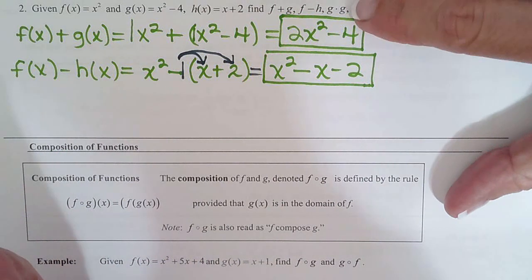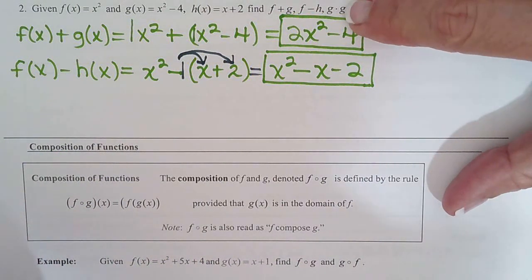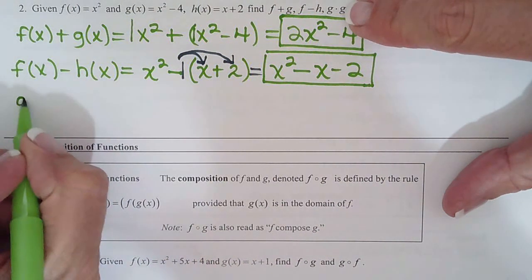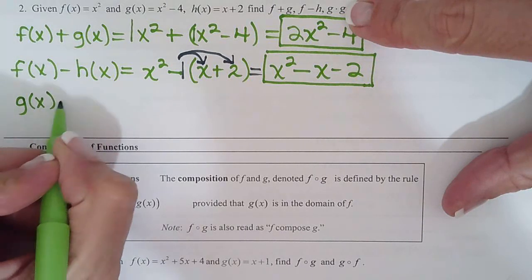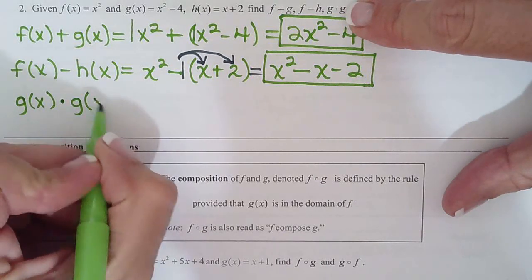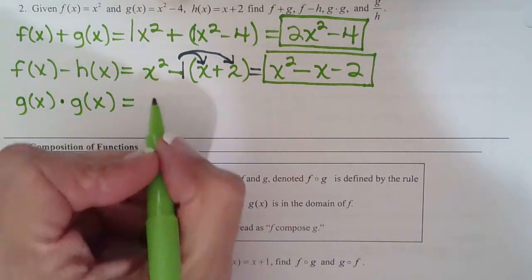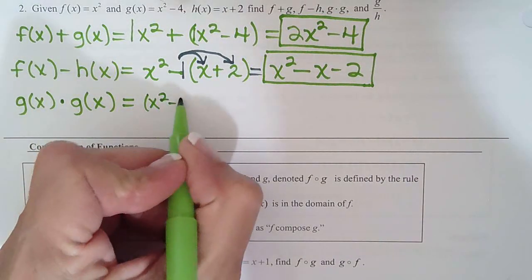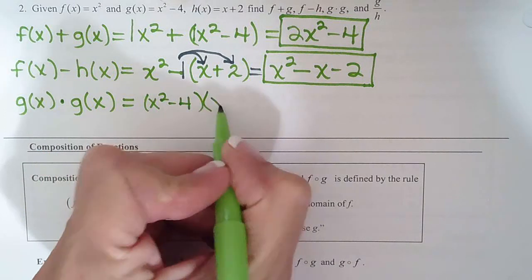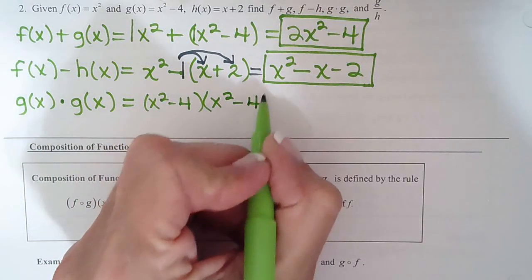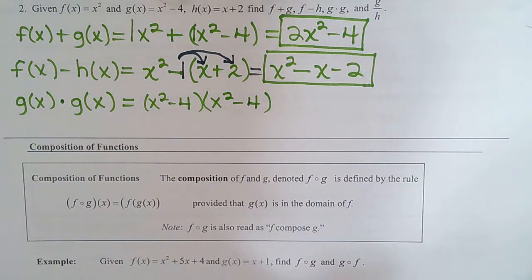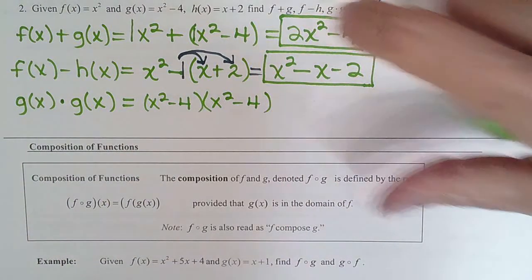Okay, our next one is g of x times g of x. So we can multiply something by itself, right? So g of x is x squared minus 4 in parentheses times x squared minus 4. So what kind of problem is this? What's it called? 2 terms by 2 terms.